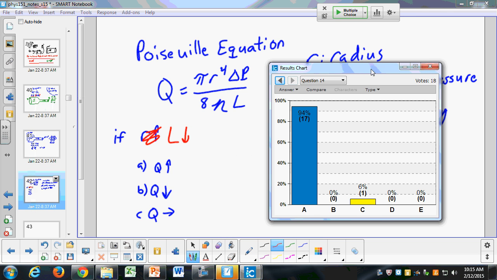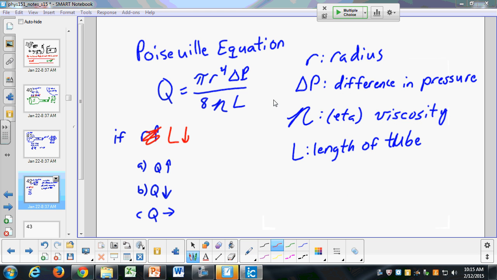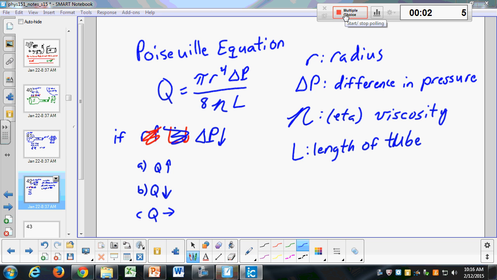Okay, very good. All right, so if I decrease L, it's in the denominator. That's going to increase Q. All right, and let's say I decrease my pressure differentials. So if, say, delta P goes down, what happens to my flow rate? This should be more intuitive for you. If my pressure differential goes down, I decrease that pressure, what happens to my flow rate?